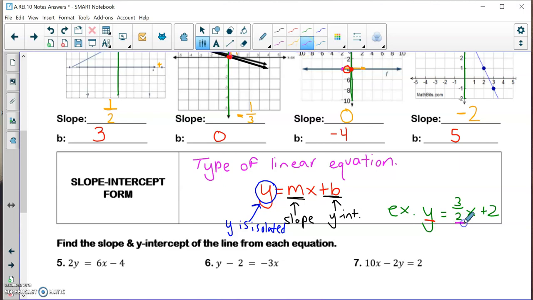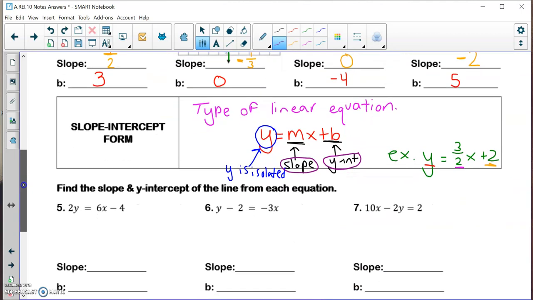And my coefficient of x is my slope, so 3/2 would be my slope. And my constant is my y-intercept, so my y-intercept would be positive 2. So slope-intercept form is useful to us because we can easily identify the slope and we can easily identify the y-intercept when our equation is in this format.